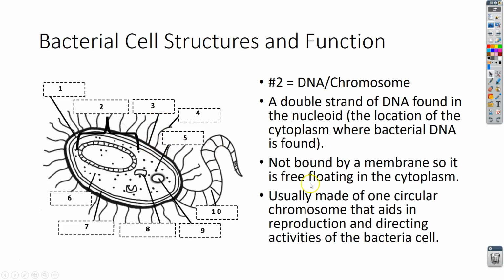It is just below the dark line here, which is number 3, which is called the capsule. For number two is the DNA chromosome. It's a double strand of DNA found in the nucleoid, and the nucleoid is the location in the cytoplasm where the bacterial DNA is found. There's no membrane around or anything like that. There's no nucleus. It's just this DNA/chromosome. It's not bound by a membrane, so it's just free floating in the cytoplasm, and it's usually made of one circular chromosome, and that aids in the reproduction and directing of activities of the bacterial cell.